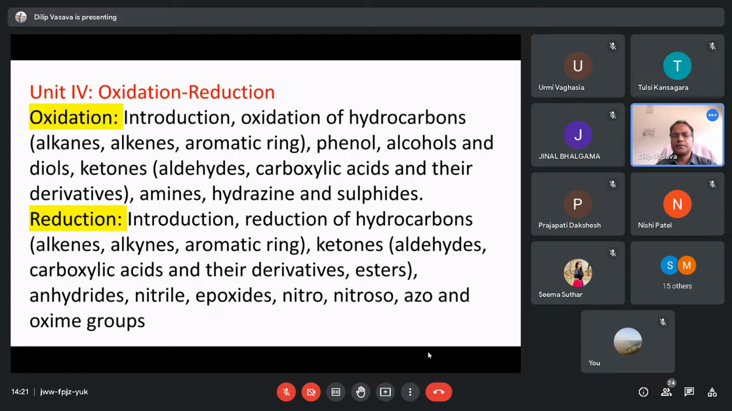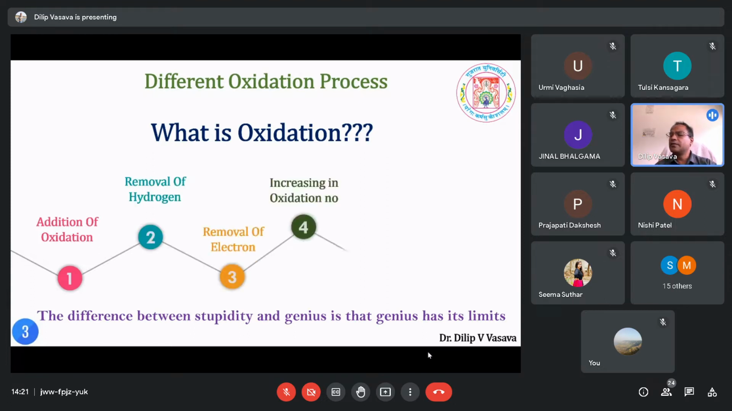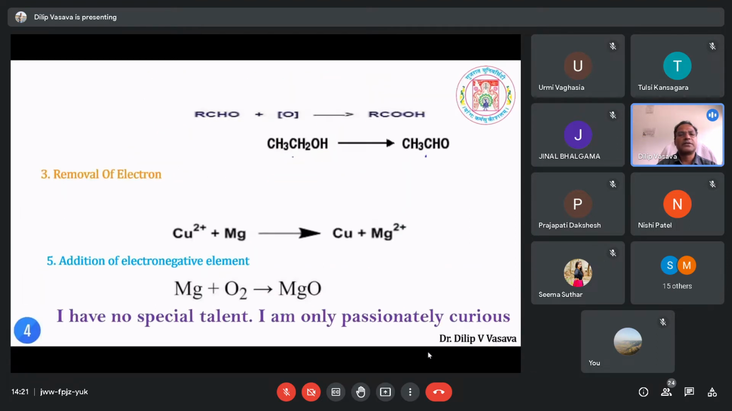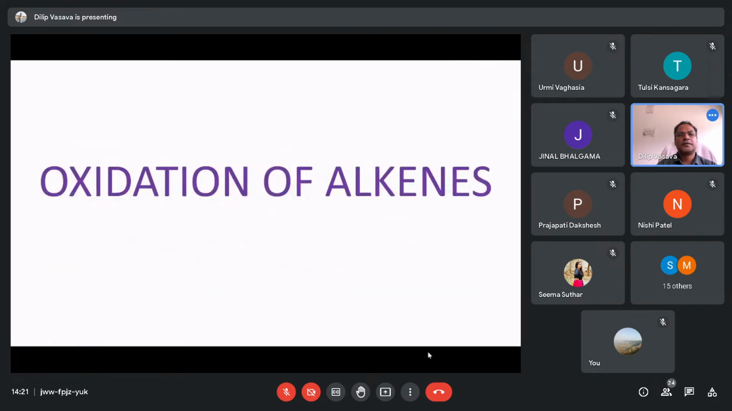So before we start the oxidation, we could say that there are different levels of oxidation. All the functional groups are classified into 5 oxidation levels. So what kind of levels are there, that I wanted to discuss.